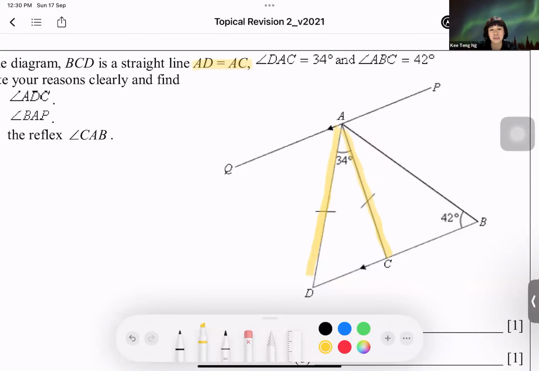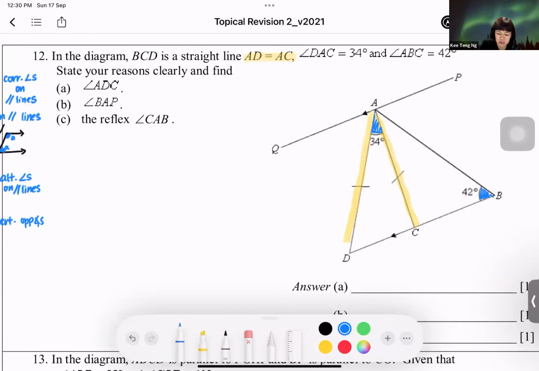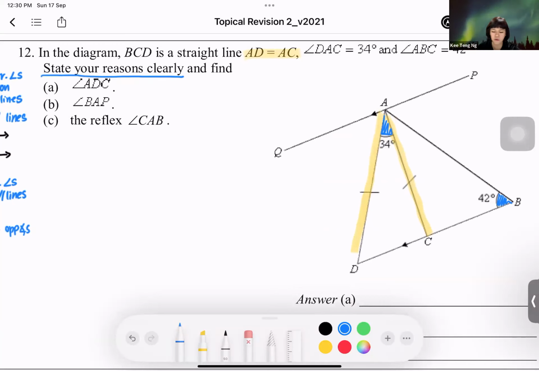Next, angle DAC is given to be 34 degrees and angle ABC is given to be 42 degrees. State your reasons clearly. Find angle ADC. So how are we going to find angle ADC over here? Since they tell us that it's an isosceles triangle, although it doesn't look like it, do not refer just to the drawing because it may not be drawn to scale.